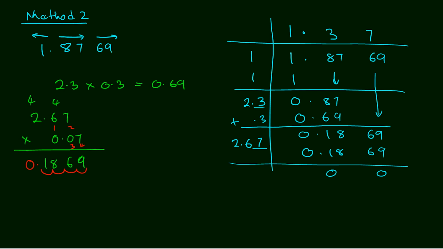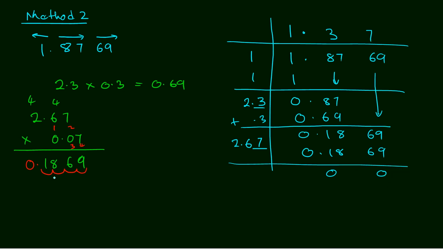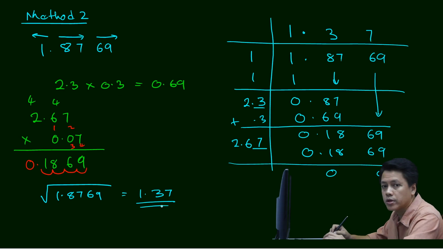So using division method directly is very easy to do. And I would recommend that we use method 2 moving forward. So square root of 1.8769 is equal to 1.37. So that is the way to get the square root of a decimal number. In the next video, we are going to learn about estimating square root.